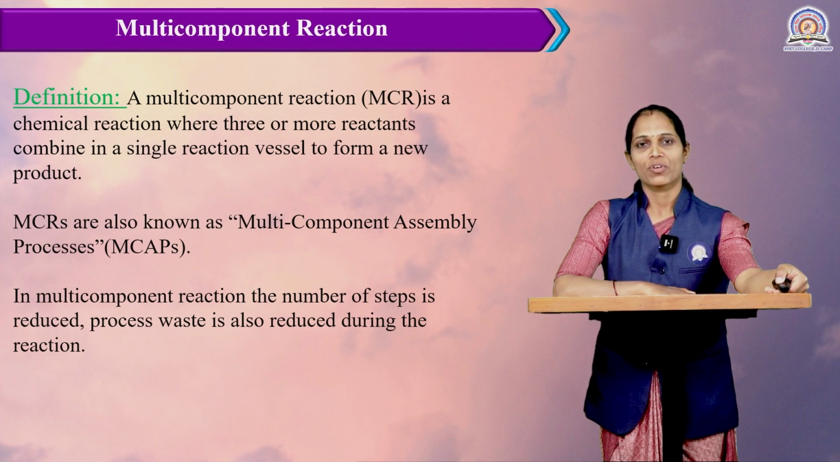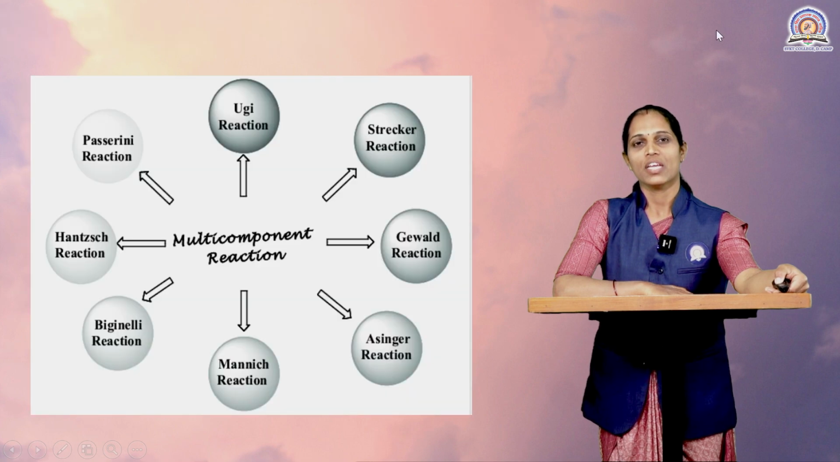Now, what are multi-component reactions? First, we will see the definition. A multi-component reaction is a chemical reaction where three or more reactants are combined in a single vessel to form a new product. This is the definition of multi-component reactions, meaning three or more reactants which are reacted together to form a product. Multi-component reactions are also known as multi-component assembly processes, and in these reactions the number of steps is reduced and process waste is also reduced during the reactions.